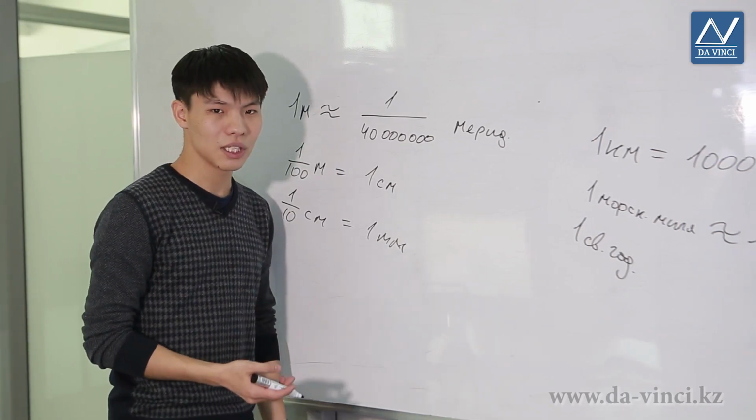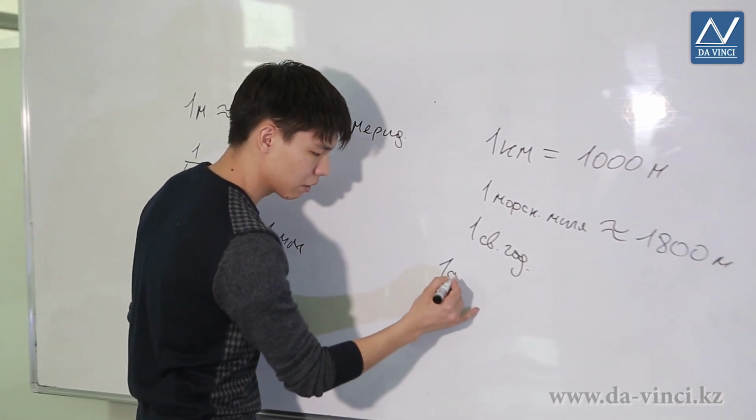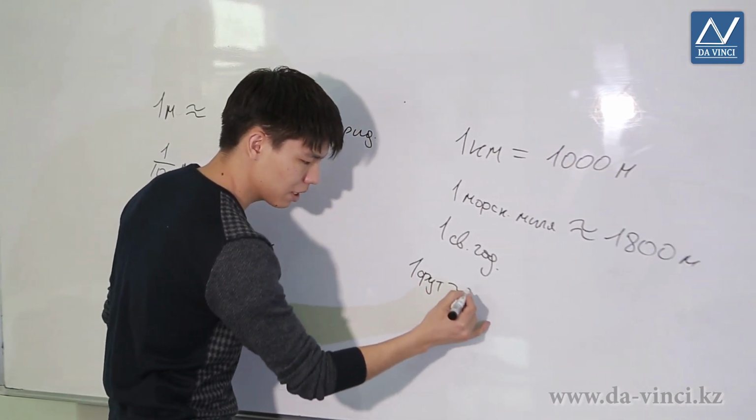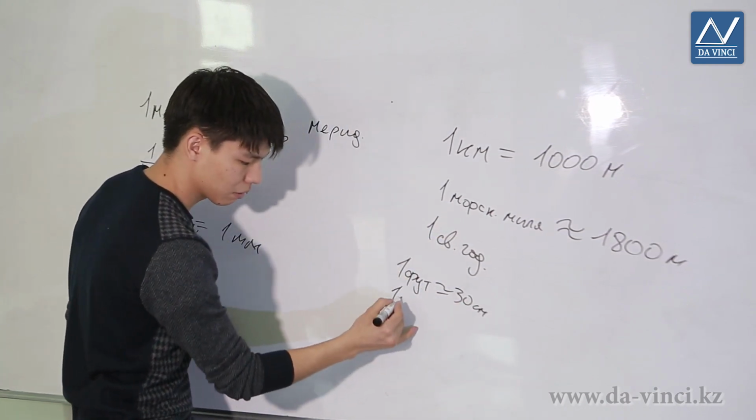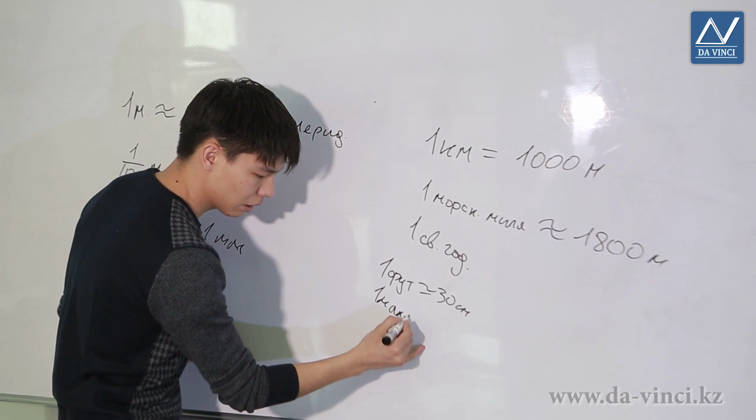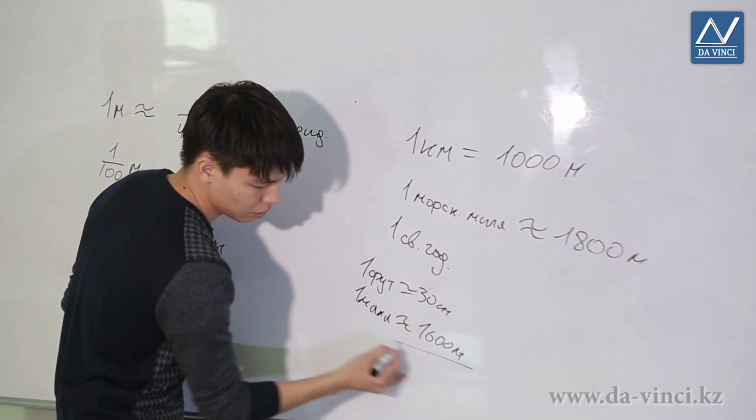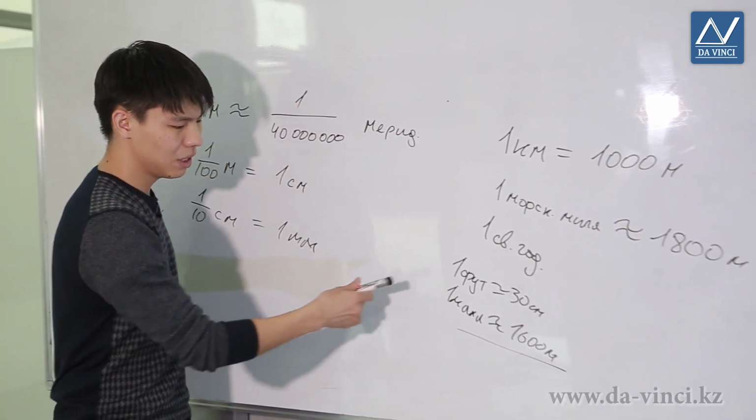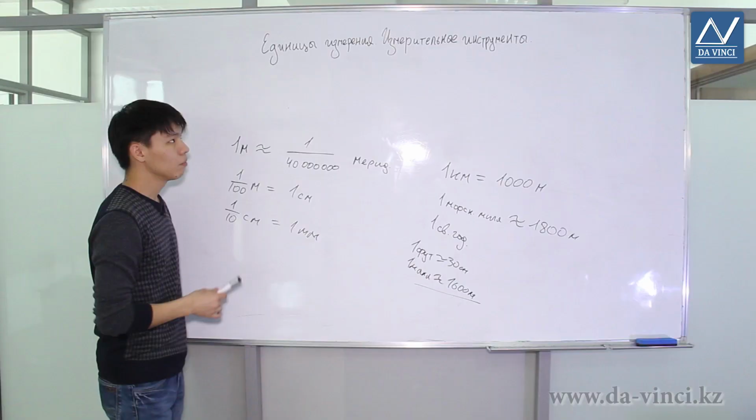There are some other units of measurement that are not very popular in our countries. For example, 1 foot is approximately 30 centimeters. In addition to the nautical mile, there is a regular mile, approximately 1,600 meters. We are not accustomed to these units of measurement. We find it much more convenient to use meters and kilometers and so on.